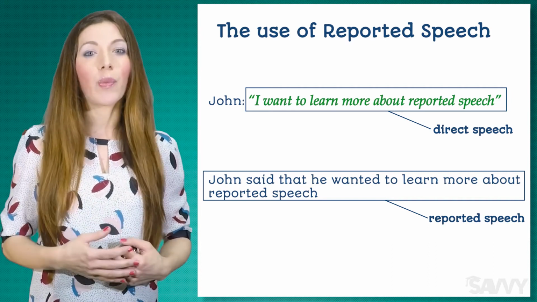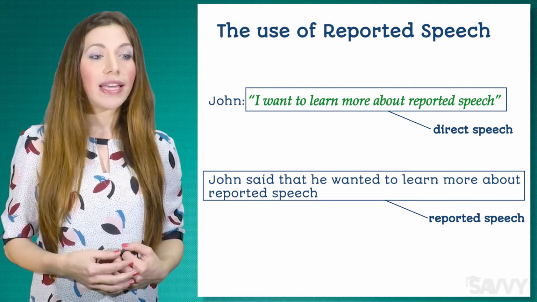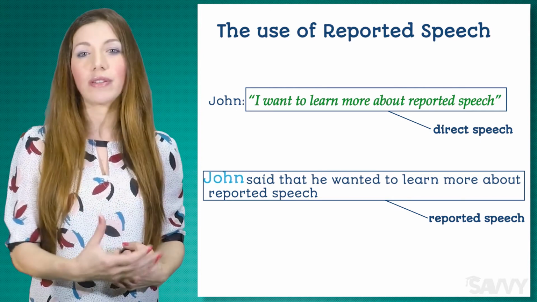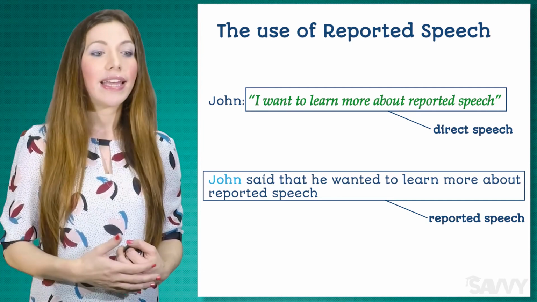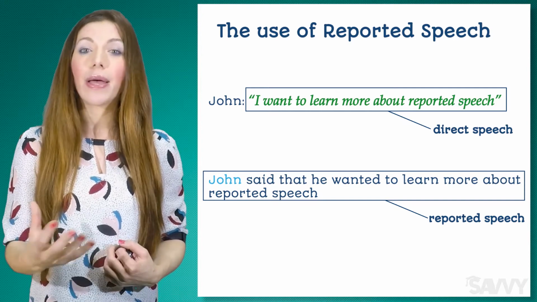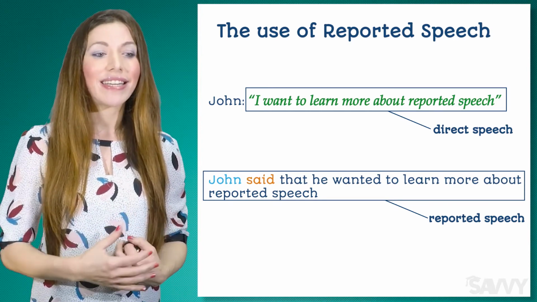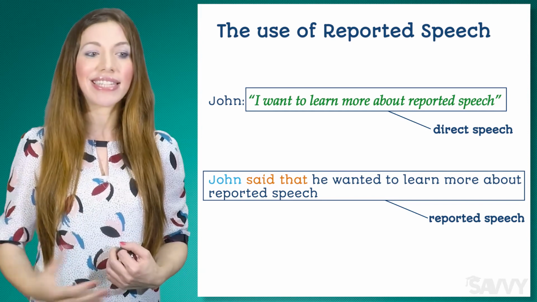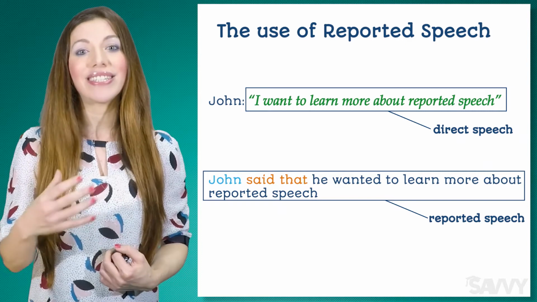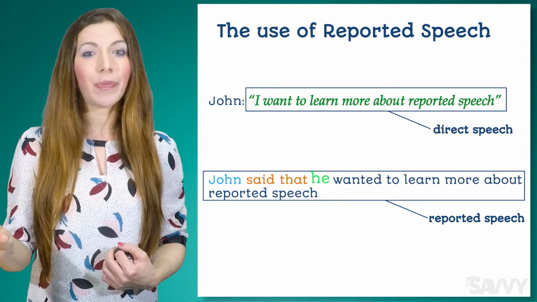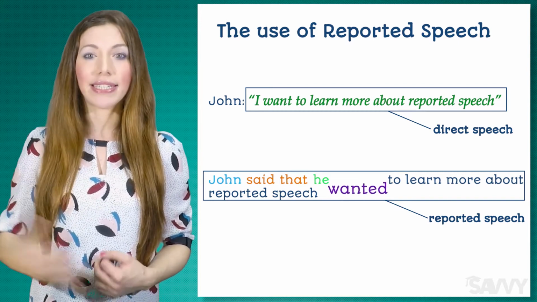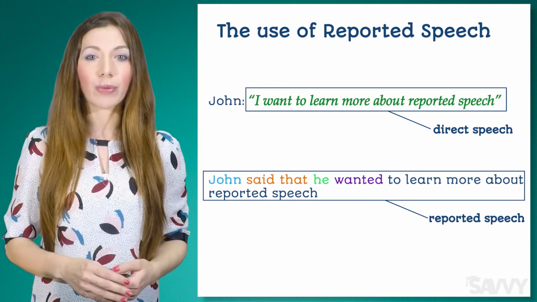So let's see what has changed. In reported speech, we're likely to start with a proper noun, in this case John, or a pronoun, he. Then we need the reporting verb, in this case say, in the past, said, and that. We can say said that. And we change the verb to the past. So John said that he, that's very important, we need the subject there. He wanted to learn more about reported speech.